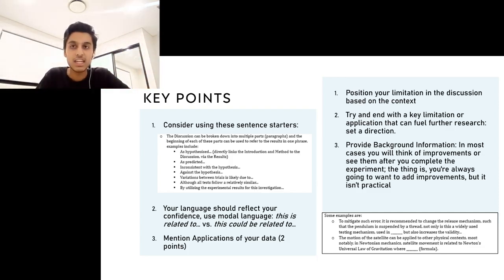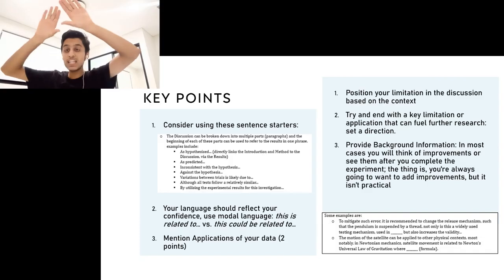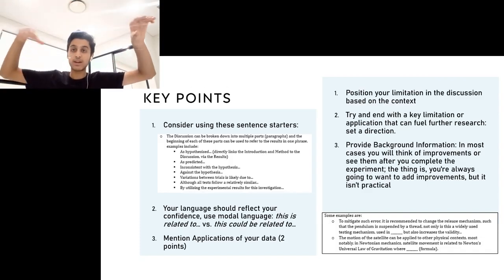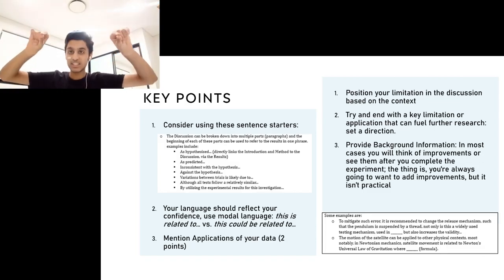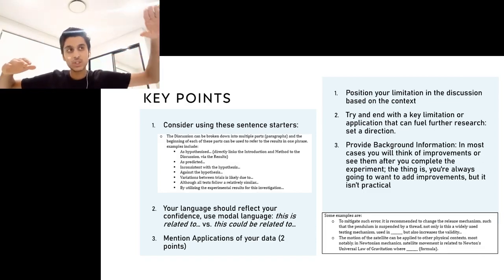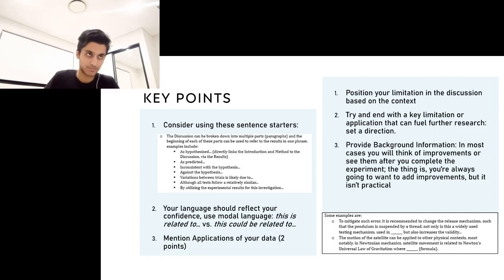On the other hand, let's say you had some improvements to the method. Let's say your way of releasing the pendulum wasn't ideal. So you could say, I could have released it. So when you're at the early stages of your discussion section and you're talking about how the results were related to the insights, you can talk about how this limitation impacted your results. So you want to position your limitations based on where you are at in your discussion.